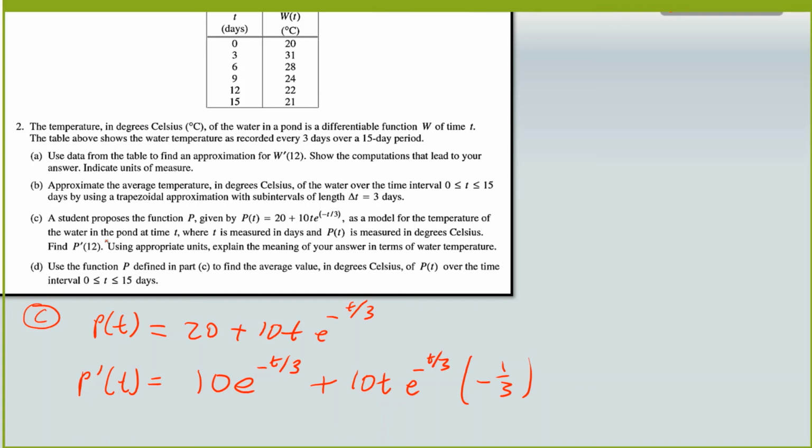And then I need to plug in 12. So P prime at 12 is equal to 10e to the negative 12 over 3, which is negative 4, plus 10 times 12, 120, e to the negative 4 times negative 1/3. Or, I've got an e to the negative 4 on both sides. I've also got a 10 on both sides I can pull out. So this is 10e to the negative 4 times 1 minus 120 divided by negative 1/3 is 40, and then I've pulled out the 10.